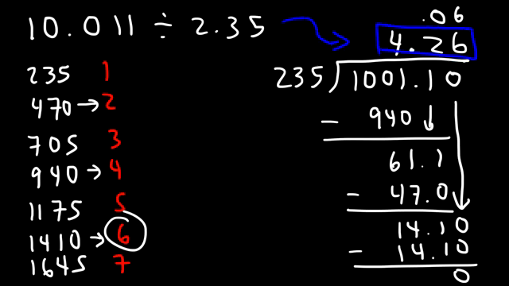So just to confirm it, if you type in 10.011 divided by 2.35, it will give you this answer, 4.26. And so that's how you can divide decimal numbers. It's by doing long division. Thanks for watching.